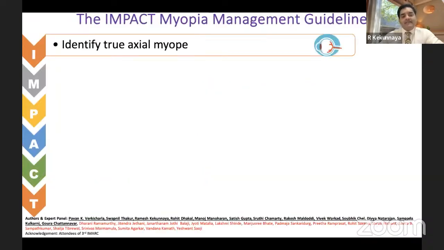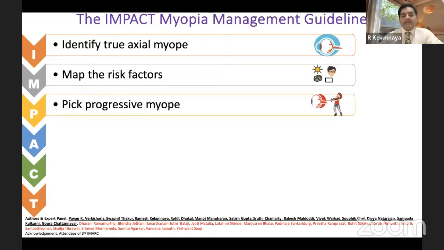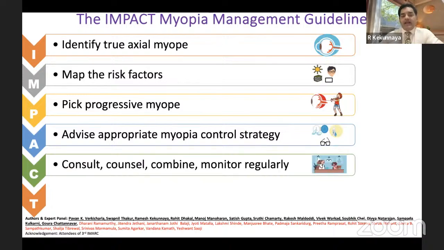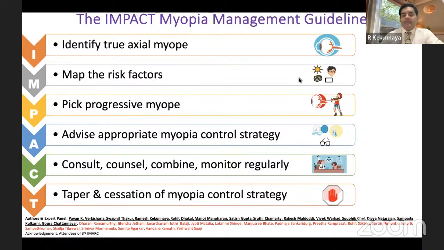And then this is a short summary we have made. Just a mnemonic is IMPACT. Identify true axial myope, mark the risk factor, pick the progressive myope, appropriate myopia control strategy, and then consult and look at the response rate and combine other treatment modalities, and monitor them regularly and taper before you completely stop the control strategy. This is the IMPACT guidelines for myopia control using different things.